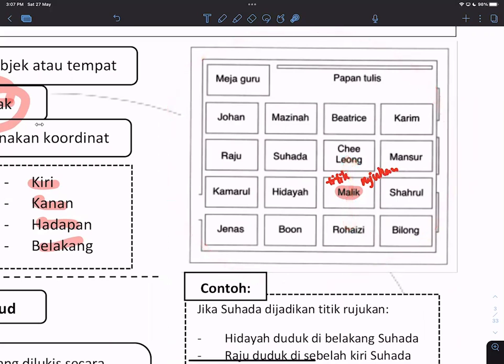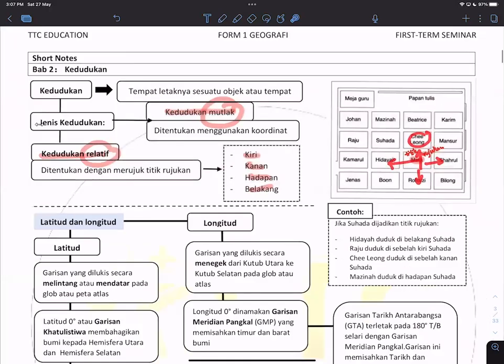The students are facing towards the papan tulis, right? So in front of Malik will be Chileong. Who is sitting behind Malik? Rohaizi. Who is sitting on the left-hand side of Malik? Hidayah. And Shahrul is on the right-hand side. This is what we call kedudukan relatif. Relative is just referring to the titik rujukan. So that's why this is the titik rujukan. Can write?